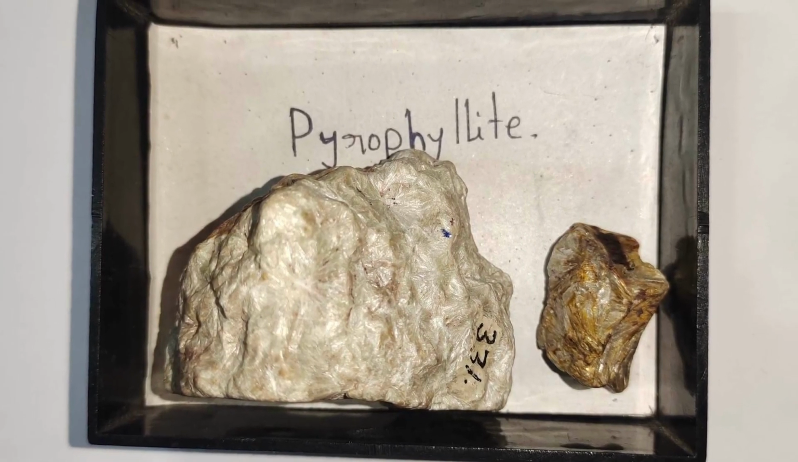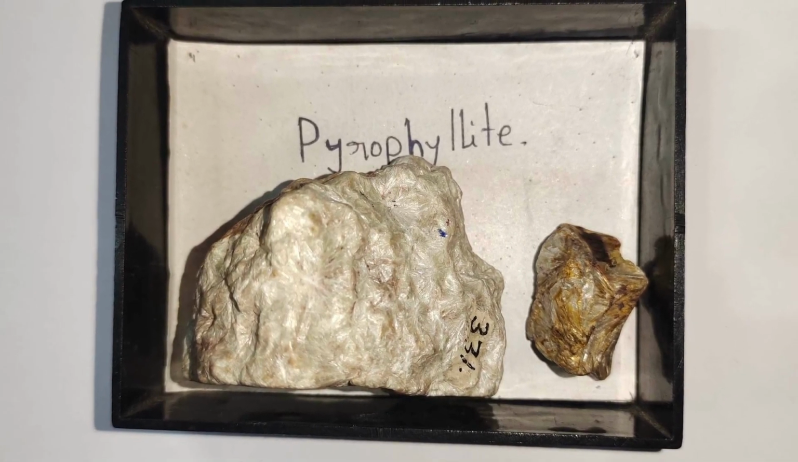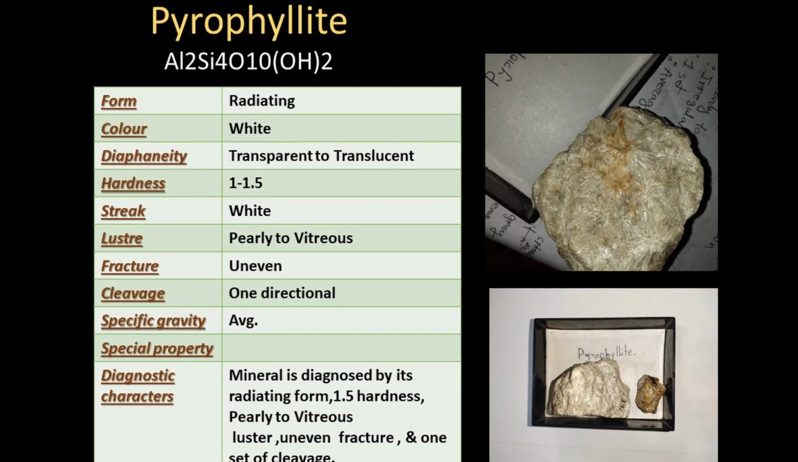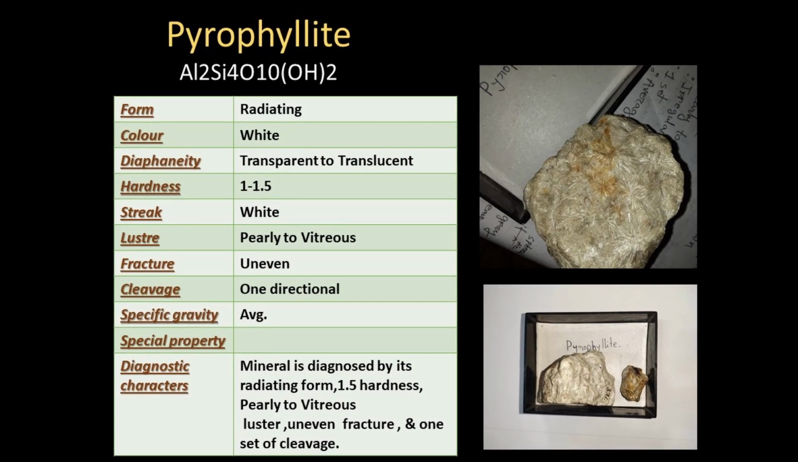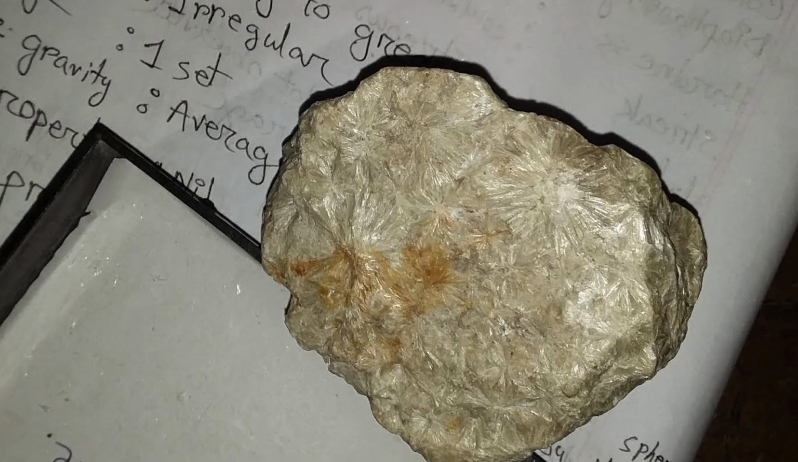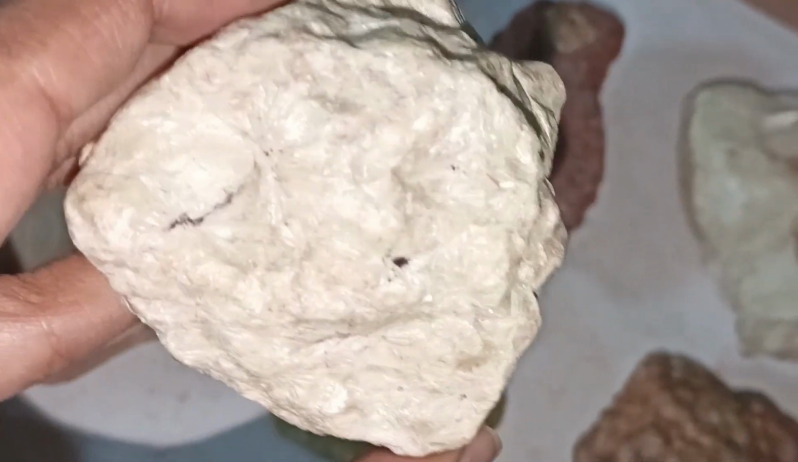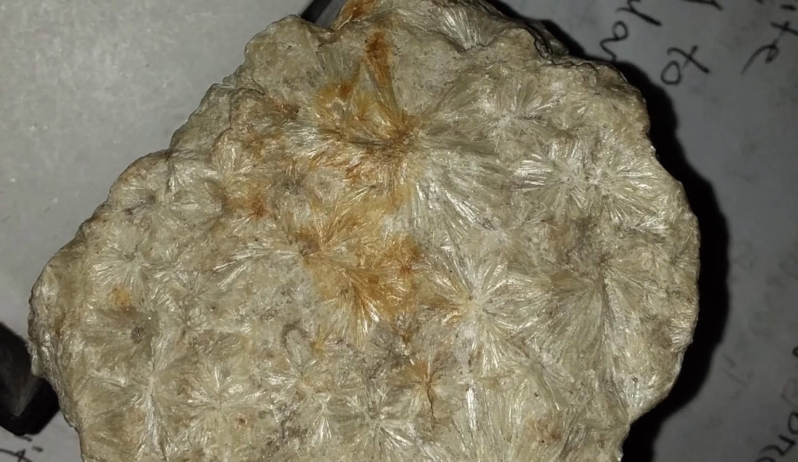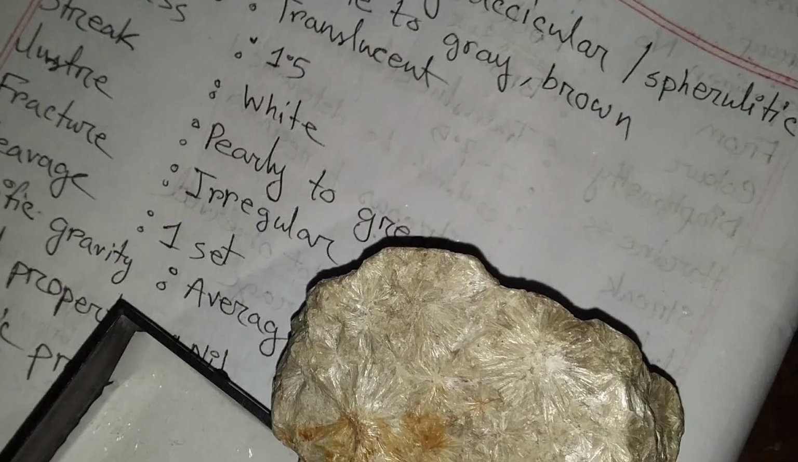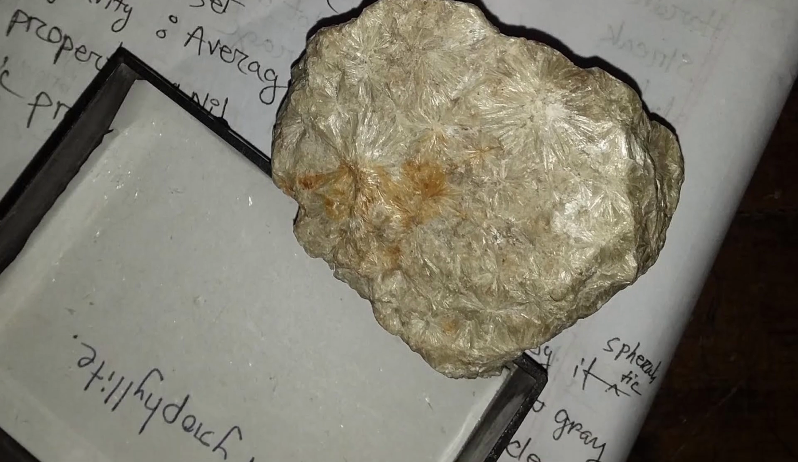Pyrophyllite can be diagnosed by its white to pale brown color, hardness level less than 2.5, white to pale yellow streak, and pearly to vitreous luster. Pyrophyllite occurs in quartz-bearing hydrothermal veins and in low to medium grade metamorphic rocks that are rich in aluminium. Pyrophyllite is used in ceramics.